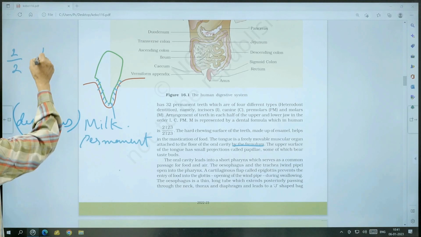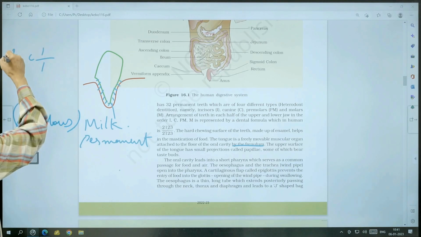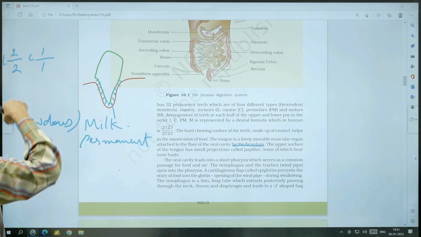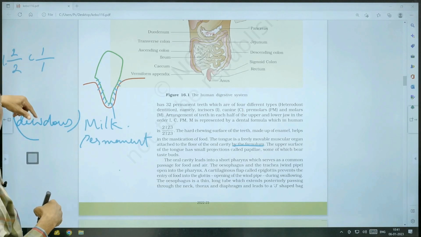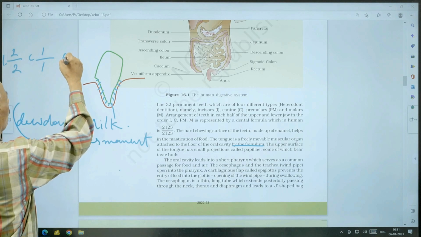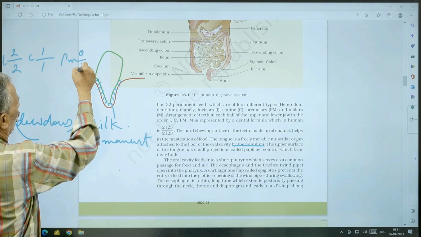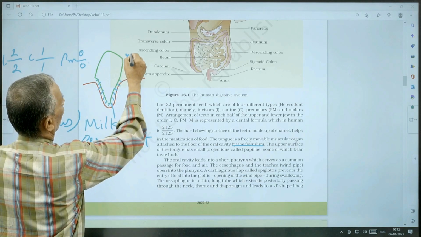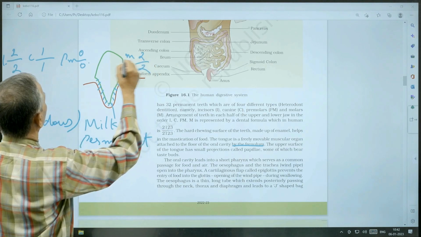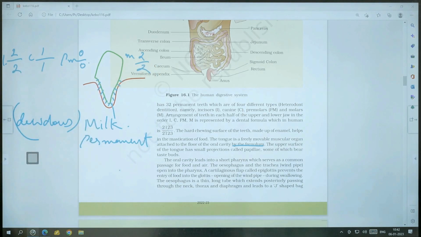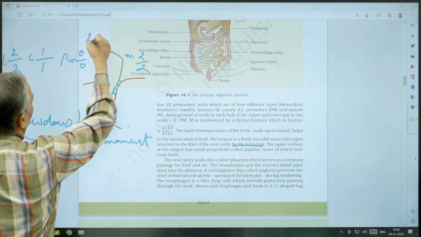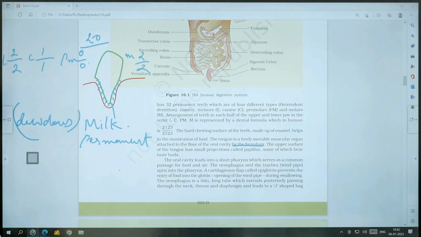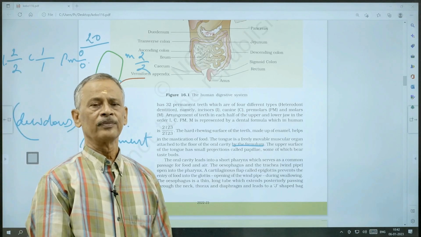Canines. So incisors 2 by 2, canines 1 by 1. Premolars are not developing, so it is 0 by 0. And molars are 2 by 2. This is the milk dentition. So total 20.